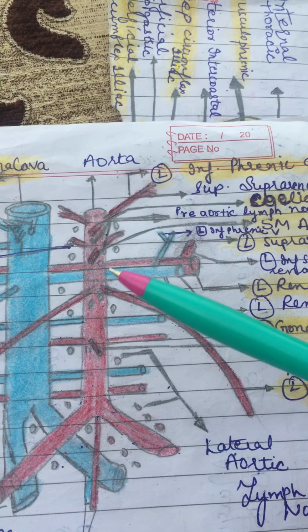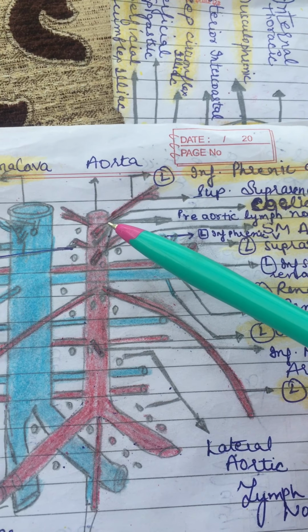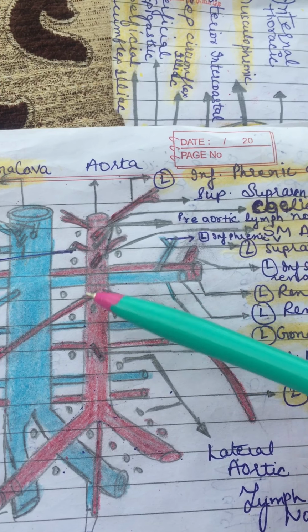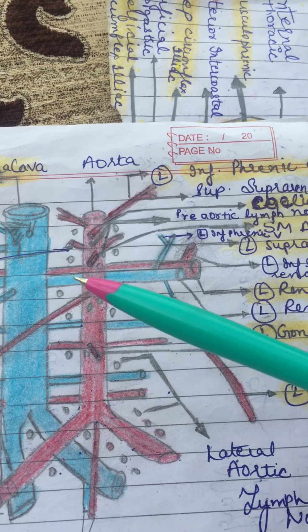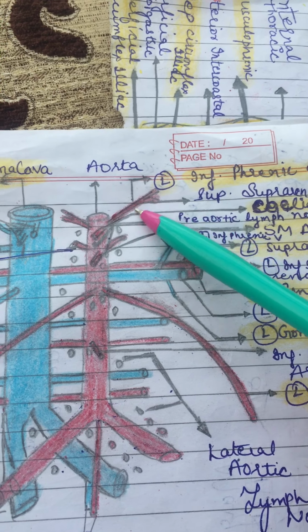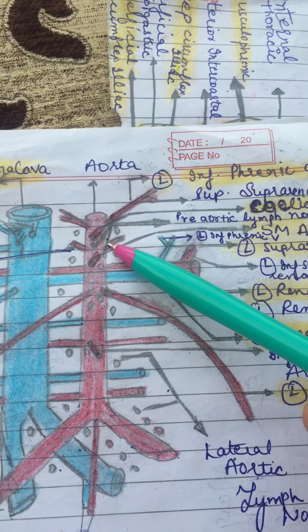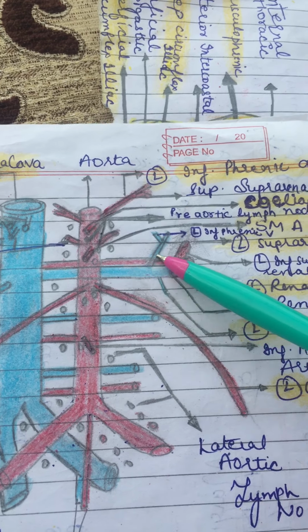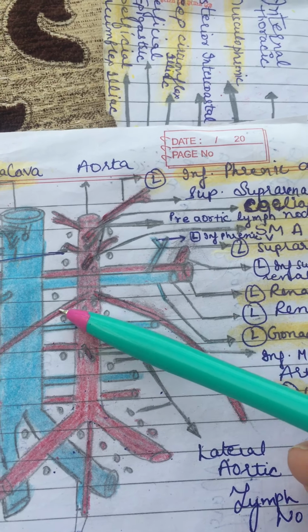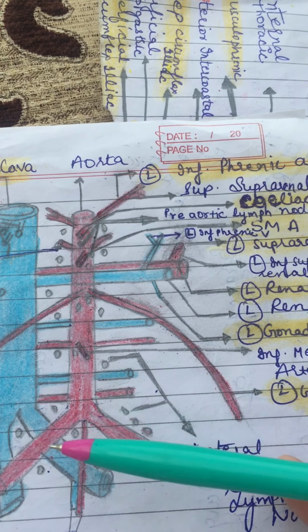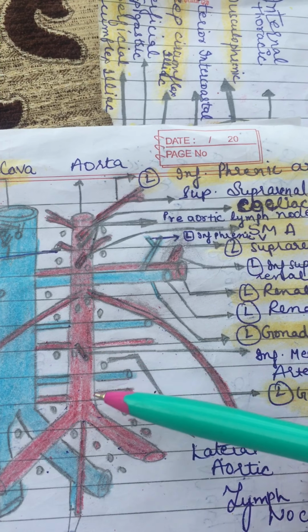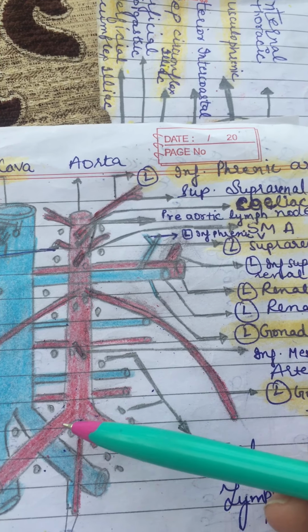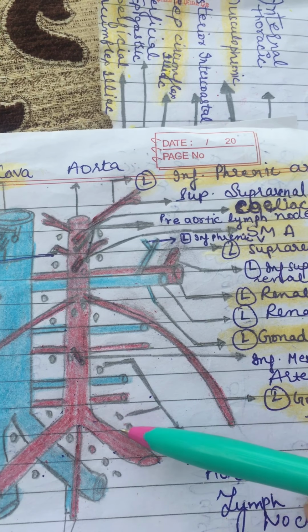So let's summarize. Ventral branches are the celiac trunk, superior mesenteric artery, inferior mesenteric artery. Lateral branches are the inferior phrenic, middle suprarenal, renal arteries, gonadal arteries, testicular or ovarian arteries. And the dorsal branches are 4 pairs of lumbar arteries and the median sacral artery. And the terminal branches are the common iliac arteries.